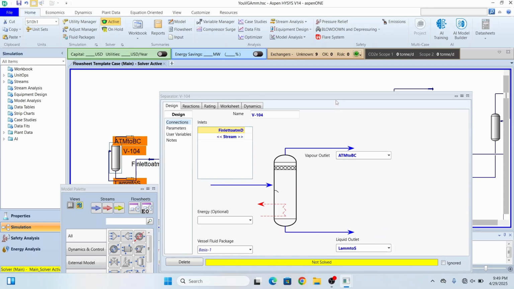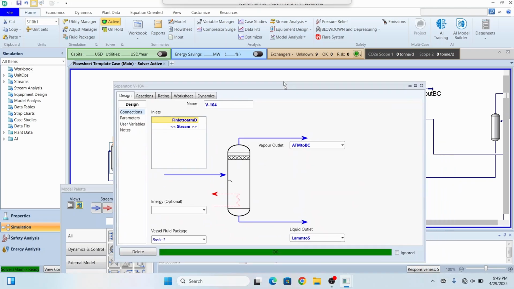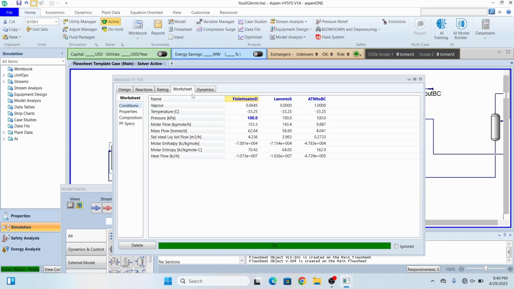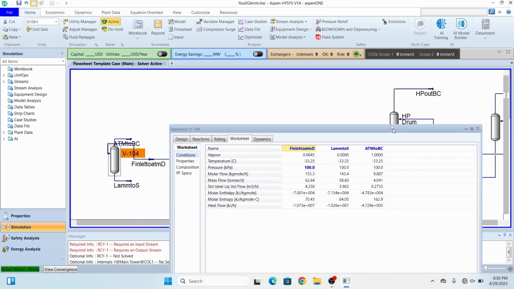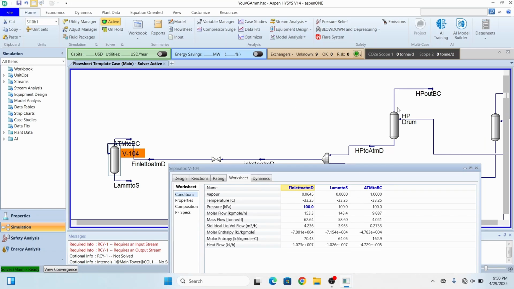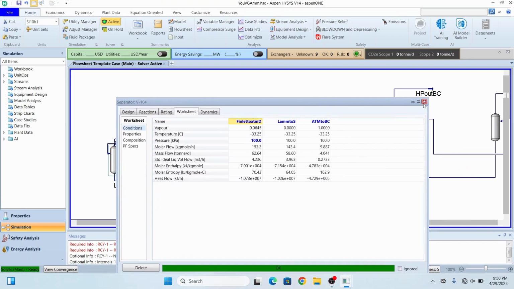So now you can see that this drum has also been converged. If I double click on it and go to the worksheet, these are not the actual values. We will get the actual values once we recycle these three streams, this one and the low pressure stream, after increasing their pressure, back to the drum from which the liquid ammonia was being obtained.